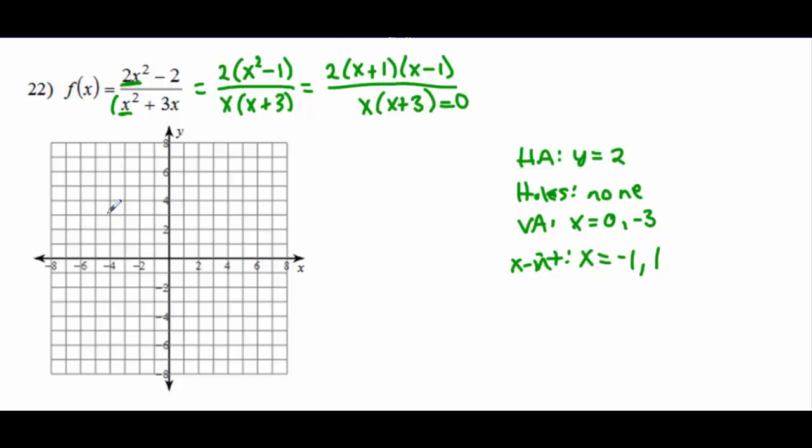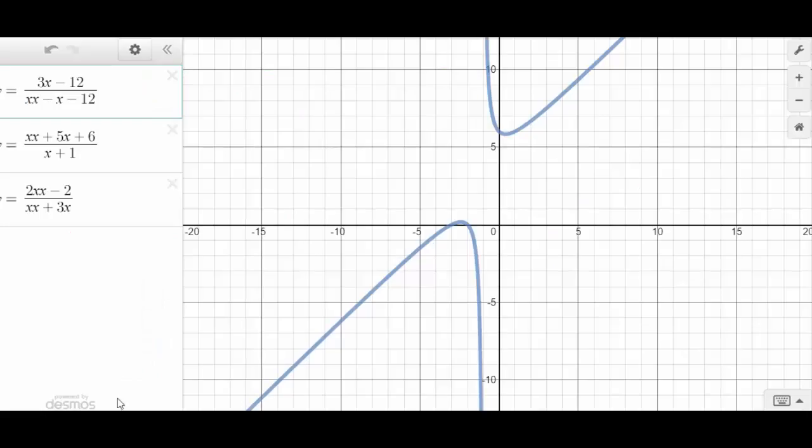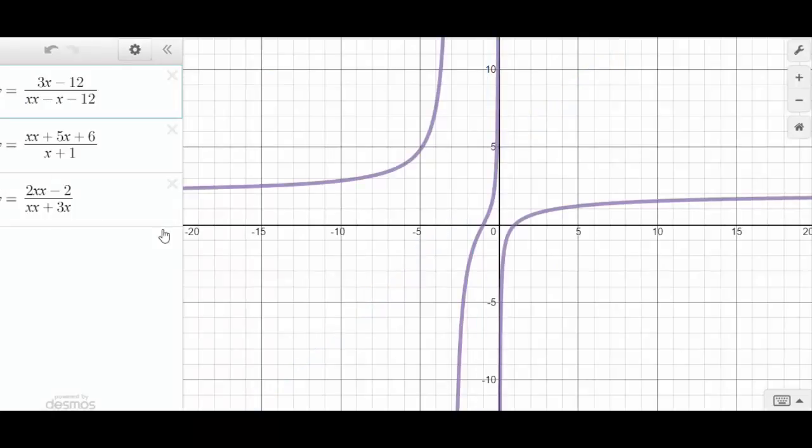So if we put this on our graph, we got a horizontal line at 2, a vertical line at 0, and at -3. And then we are going through the x-axis at -1 and +1. This actually, I don't know, I would want personally to look at a graph of this before I started drawing it to be sure I knew what was happening.